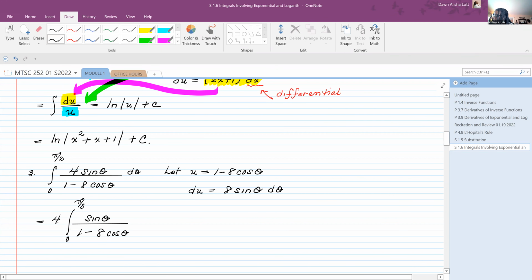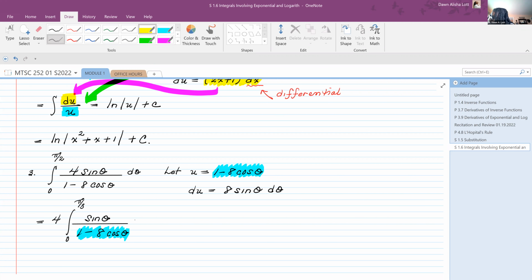So notice at the second step, I have this part is wonderful. That's my u. And then du, well, oh, I forgot my d theta. I need the d theta. So du is 8 sine theta d theta. I don't have an 8 over here. So I'm going to divide by the 8.